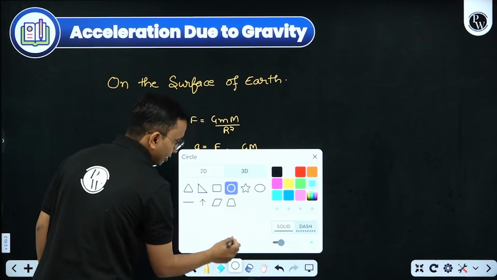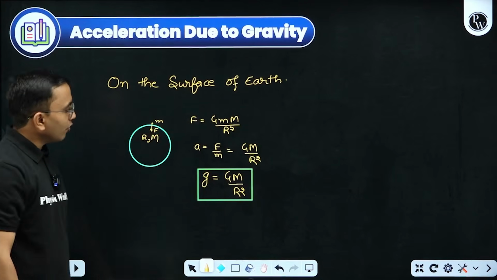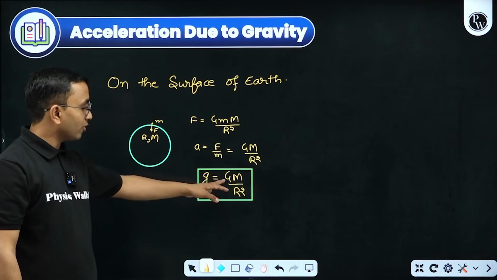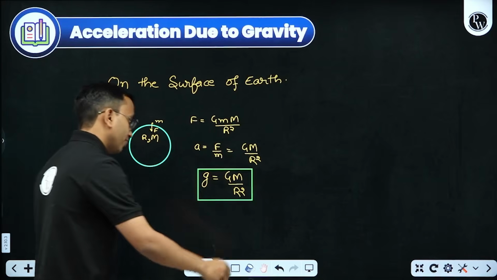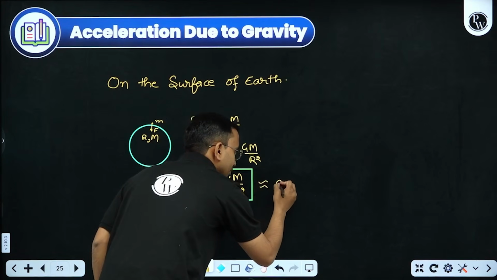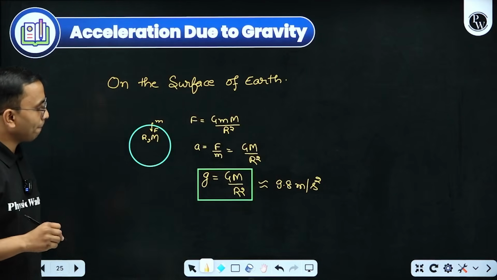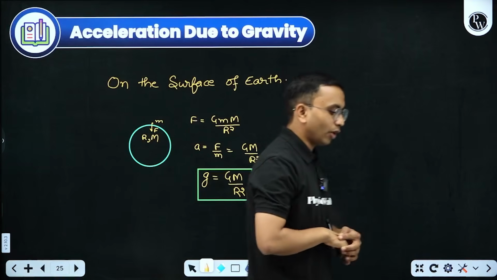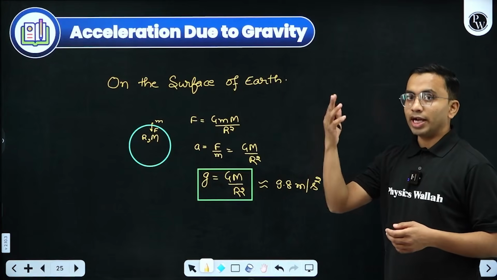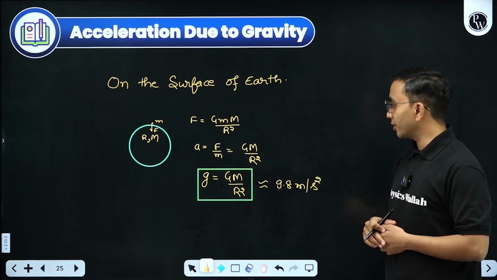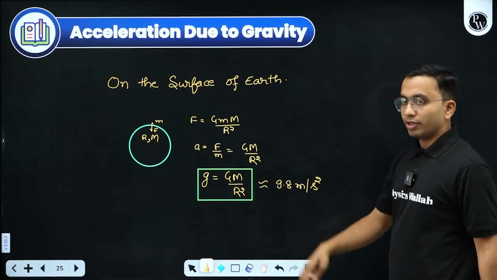Keep this thing in mind. If you put the value of the universal gravitational constant, the mass of the Earth, and the radius square, this value comes out to be nearly 9.8 meter per second square. Now it may be asked in the exam: find the acceleration due to gravity on the surface of that planet whose mass is like this, whose radius is like this. So for another planet, you put the mass of that planet and the radius of that planet, like that.